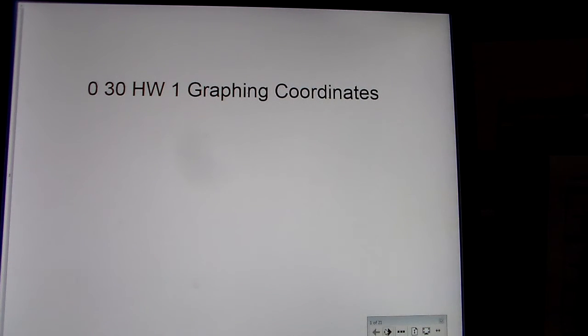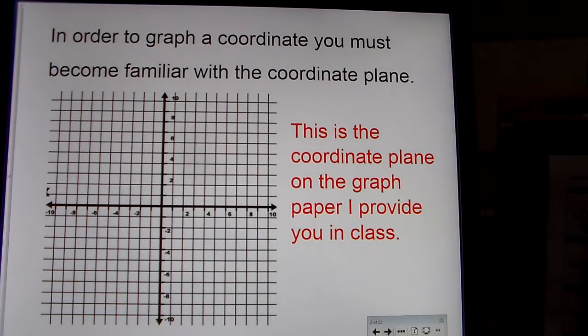Alright, ladies and gentlemen, this is O30HW1 graphing coordinates. We're going to review how to graph and plot a coordinate here on an XY axis. So in order to graph a coordinate, you must be familiar with the coordinate plane. This is the coordinate plane on the graph paper that I provide you in class, what you see here, a 10 by 10.